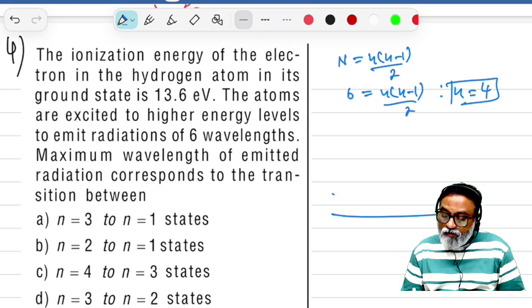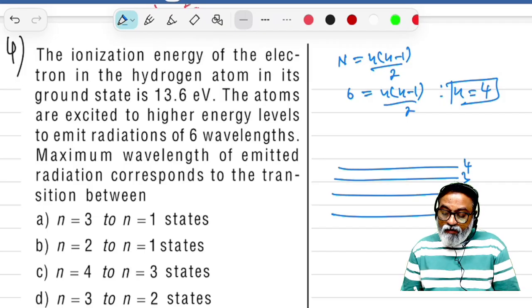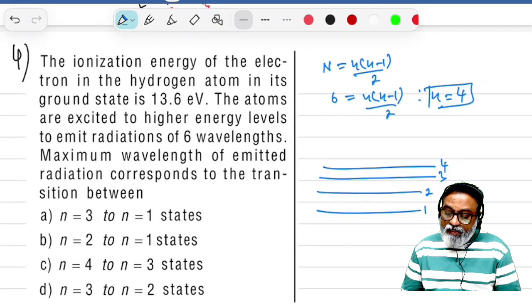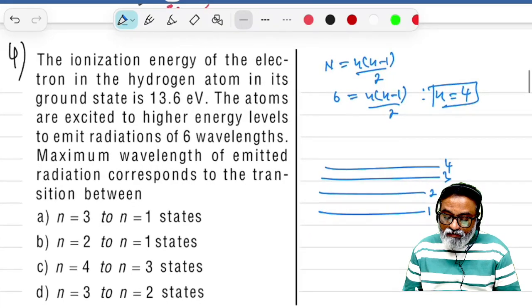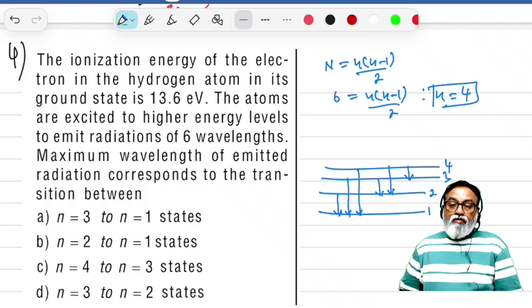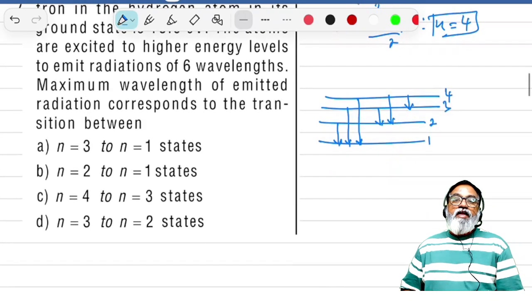This is 1, this is 2, this is 3, and this is 4, the 4th energy level. For de-excitation, there are 6 spectral lines, like this. Therefore, these are the 6 spectral lines.